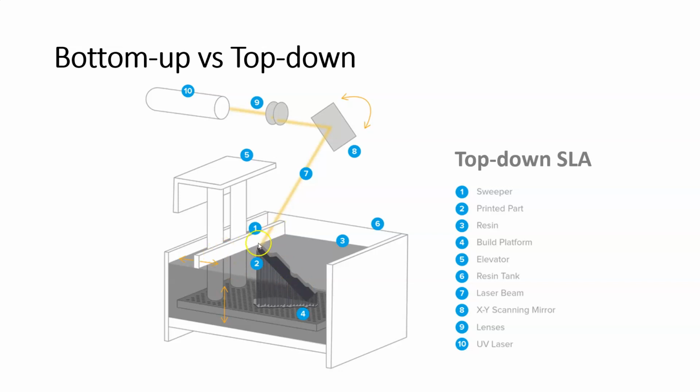This part right here, number 1, is the sweeper. Remember I talked about the blade that moves across the top of the liquid just to make sure that there's no disturbances or any residue up there to keep everything smooth. And so that's what the blade is, the sweeper right there. All right.